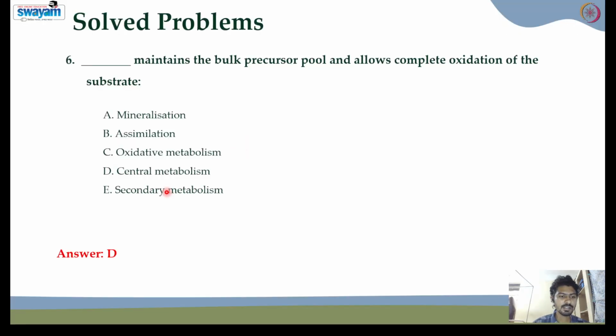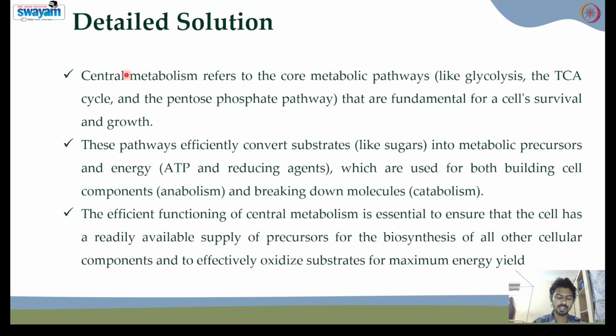The correct answer is option D, which is central metabolism. So first, why it is central metabolism, and you have to understand what is central metabolism. It refers to the core metabolic pathway. What kind of metabolic pathway are we concerned with? It can include glycolysis, TCA, or pentose phosphate pathway. So these central metabolism pathways are fundamental for cell survival and growth. And in these pathways, what happens?